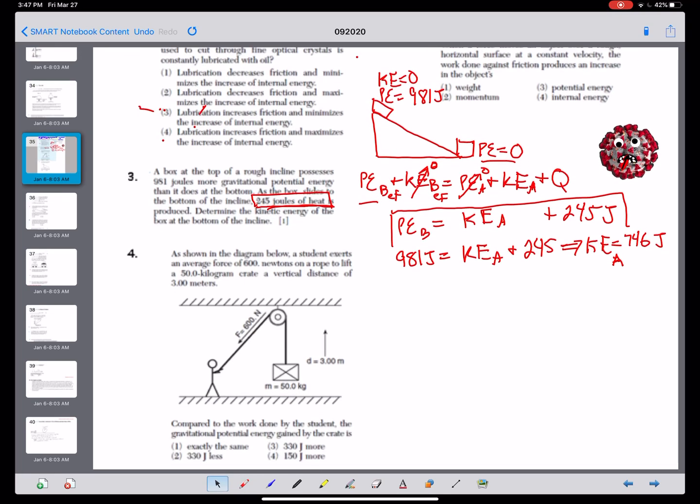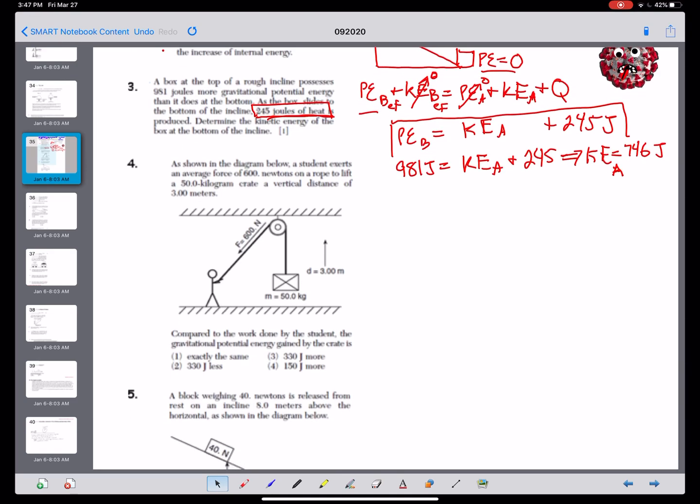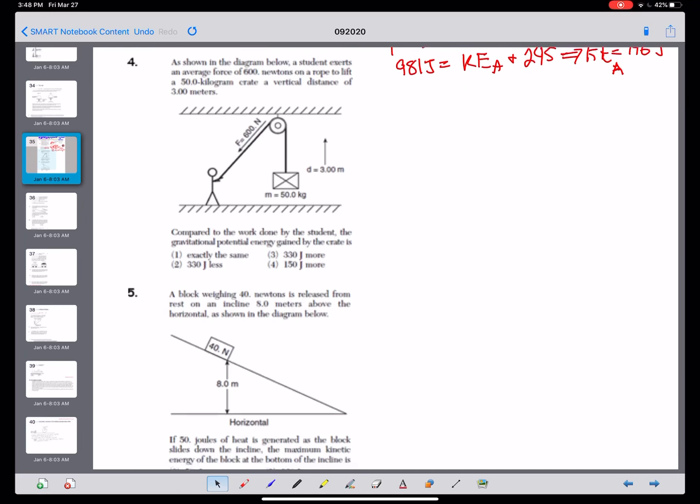Scroll up. As shown in the diagram below, a student exerts an average force of 600 Newtons on a rope to lift a 50 kilogram. I'll go back to work. I'm going to skip that one. That's a work one. I'll show you how work gets put in.